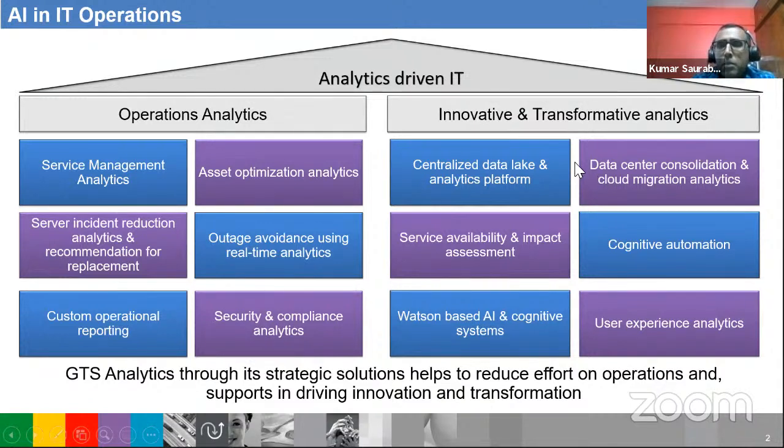Then another I could highlight is about data center consolidation and cloud migration analytics, right? So what I mean by cloud migration. Suppose again, if you're taking the example of a large enterprise, it may have a lot of applications running on an on-premise data center, and they might want to move these applications to cloud-based infrastructure, maybe due to cost reasons or whatever, right?